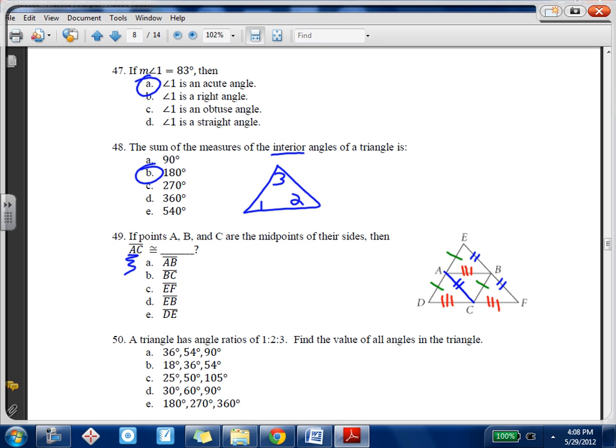Which ones are congruent to that? That means the same size. Well, AB, that's red, nope. BC, that's green, nope. EF, that's the entire thing, EF. We don't want the entire thing, we only want half of it, so that's not going to work. EB, that looks pretty good. Notice how it's just one portion of it. And then the last one, DE. DE is not going to work either. So the choice is D, EB.